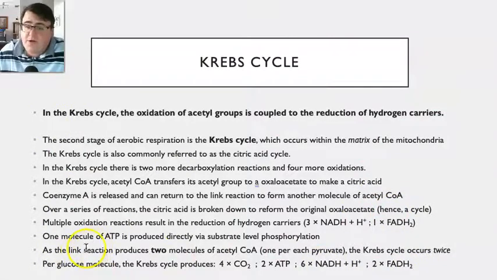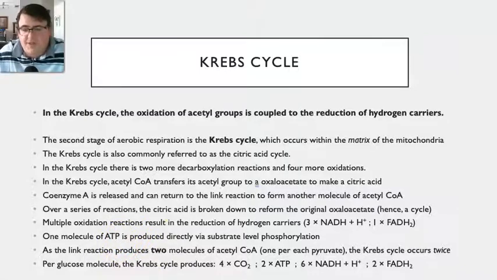Across the entire Krebs cycle, we have multiple oxidation reactions. All of these reactions are resulting in the reduction of hydrogen carriers. So we're ending up with 3 lots of NADH and 1 lot of FADH2. We're producing 1 molecule of ATP through substrate level phosphorylation.